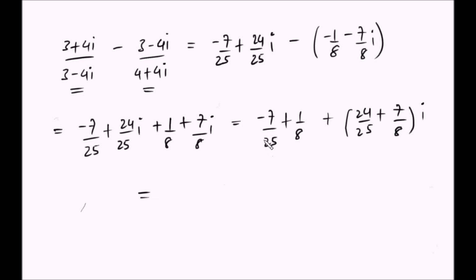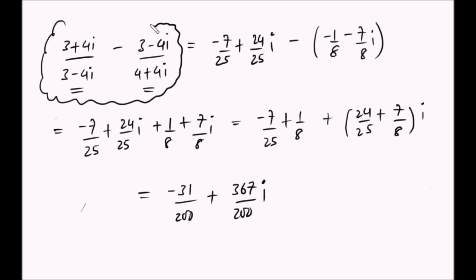So the final answer, if you take negative 7 over 25 plus 1 over 8, you can use your calculator. It's just going to be negative 31 over 200. You can see the LCM here is 200. And then this one is going to be plus 367 over 200i. So if I simplify this question, I get this complex number here. This is the second example.